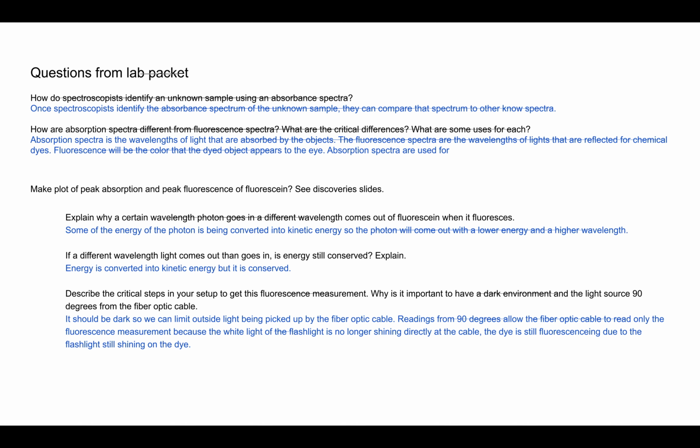How are absorption spectras different from fluorescence spectras? What are the critical differences? What are the same uses for each? Absorbance spectra is the wavelength of light that are absorbed by the objects. The fluorescent spectra are the wavelengths of the light that are reflected for chemical dyes. Fluorescence will be the color that the dyed objects appear to the eye. Absorption spectras are used to make a plot of our absorption and peak fluorescence of fluorescein.